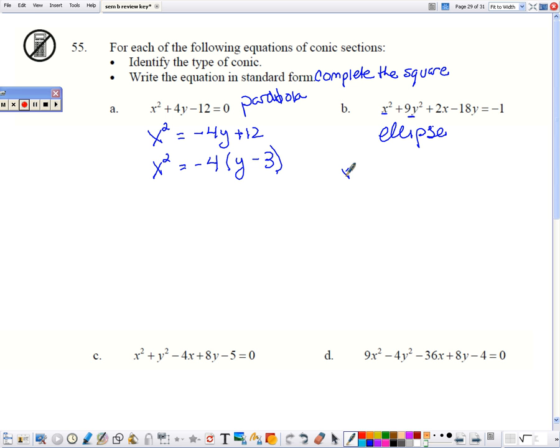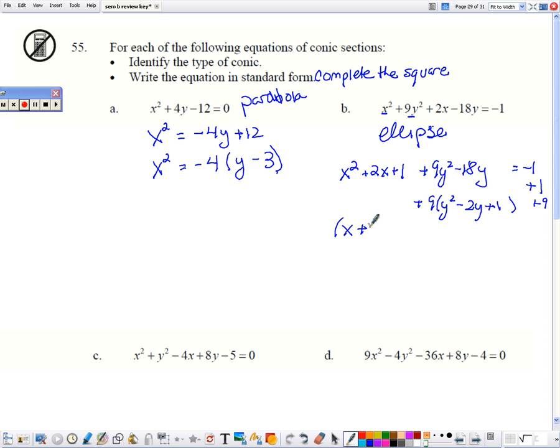And this one I'm going to have to complete the square for. So I'm going to reorganize this. Half of 2 squared is 1. And I have to add that to both sides. And half of 18. Oh, I can't do this one yet. I have to factor out a 9. So half of -2 squared is 1. But 1 times 9 is what I have to add to this side.